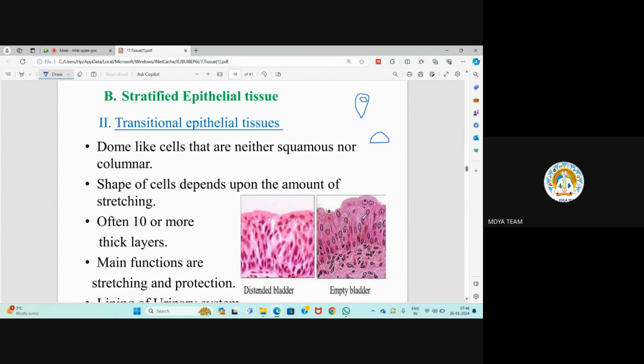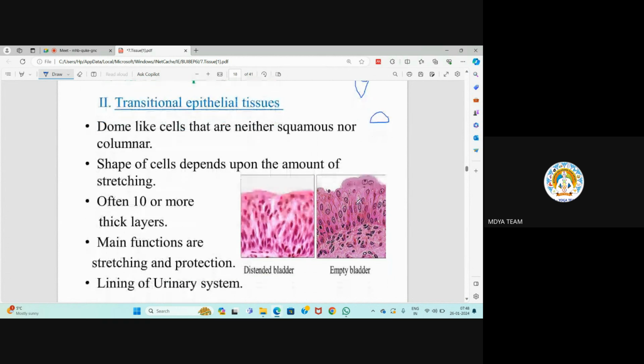You can see here in this picture clearly, cells are dome shaped, and the shape of cells depends upon the amount of stretching. If they get more stretched, then they will become longer. Often there are 10 or more thick layers, meaning the layers of cells are almost 10 or more, so they appear as a very thick layer. Main functions are stretching and protection.